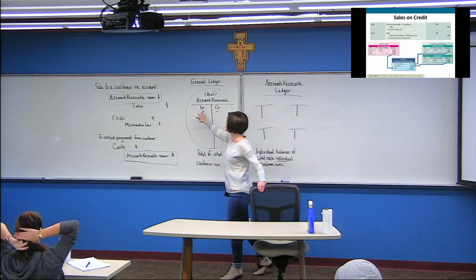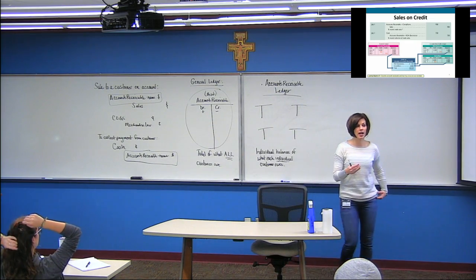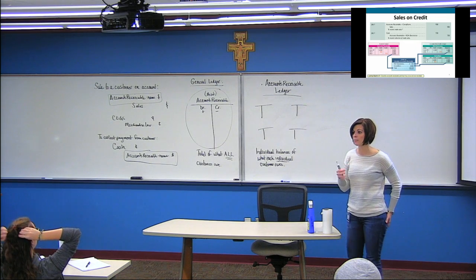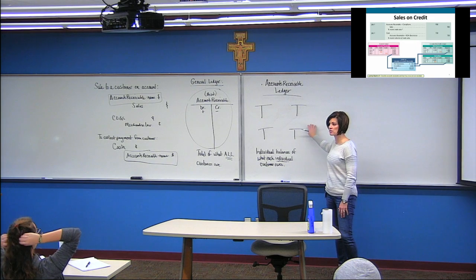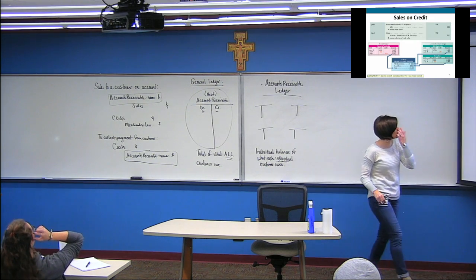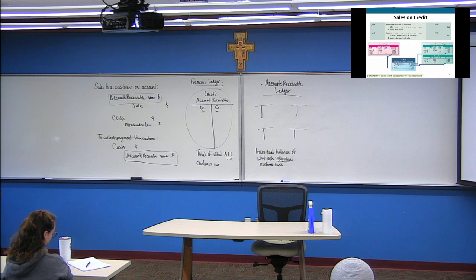What shows up is accounts receivable total on the balance sheet. But if I want the details of accounts receivable, exactly who owes me money, then I need to be able to access a separate record. That's what this is. This is the accounts receivable ledger. It's still a T account, but it's a T account for each customer. So all the little T's are just a breakdown of the big T. The big T is the general ledger account, accounts receivable. All the little T's are the individual customers.